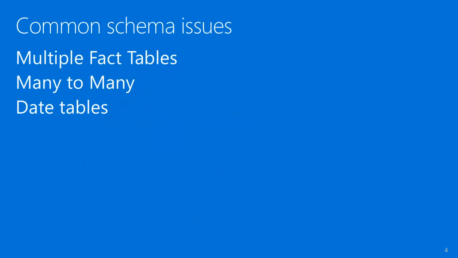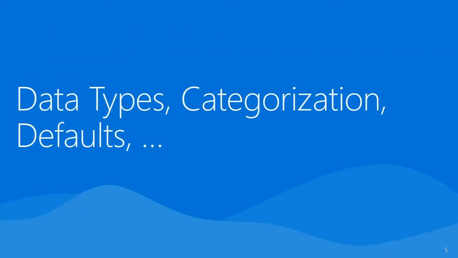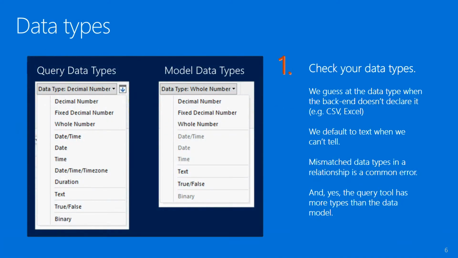We're also going to talk about a couple of the common problems that people run into with data modeling, notably multiple fact tables, many-to-many, and date tables. So those are the kind of things we're going to hit. And as we go through, we'll do some guidelines, and we'll weave through these topics. All right, so we're going to start with data types and data categorization.